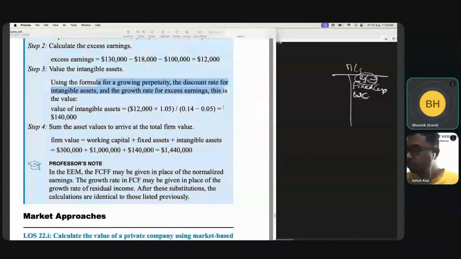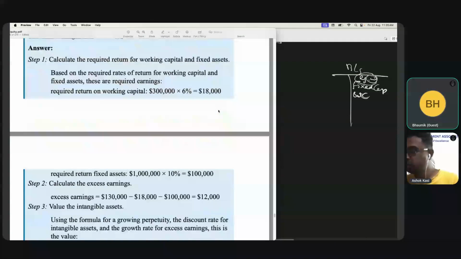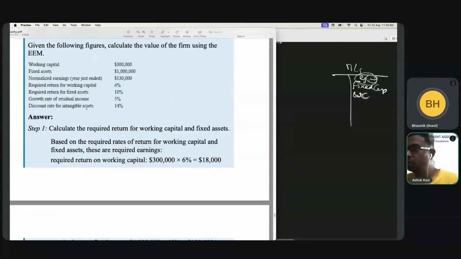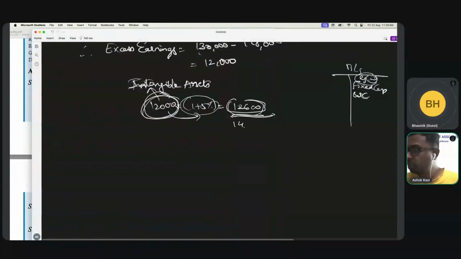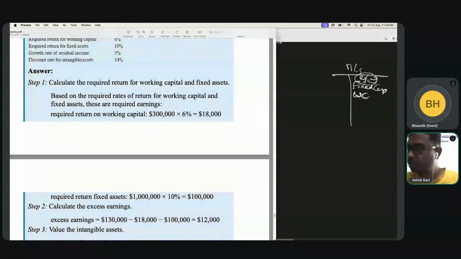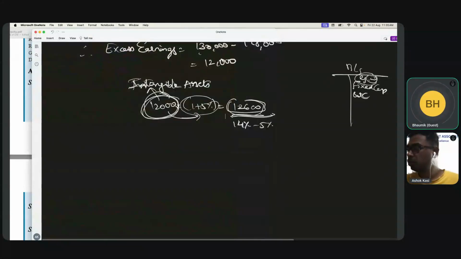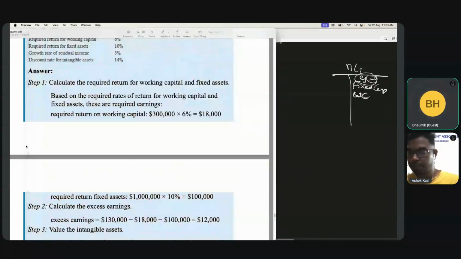Now divided by the required return minus the growth rate. So 14% is the discount rate for intangible assets. Intangible assets minus 5%, 9%. This is the required return for intangible assets minus the growth rate of 5%. Just calculate this: 1,40,000.